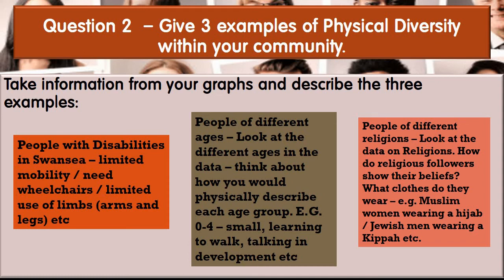People of different ages. Look at the different ages in the data. Go back to the section where you were looking at different age groups in Swansea. How would you physically describe each age group? So 0 to 4. You know, they would be physically small. They'd be learning to walk. Their talking would be in development. So describe, you know, and again, a teenager, how would you describe the physical appearances of a teenager? How would you describe the physical appearance or physical diversity of somebody who is in their 70s? So use that as your second example.